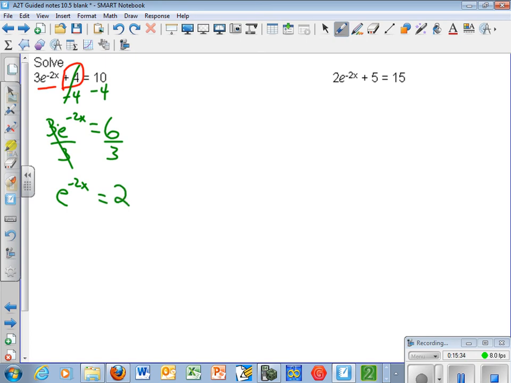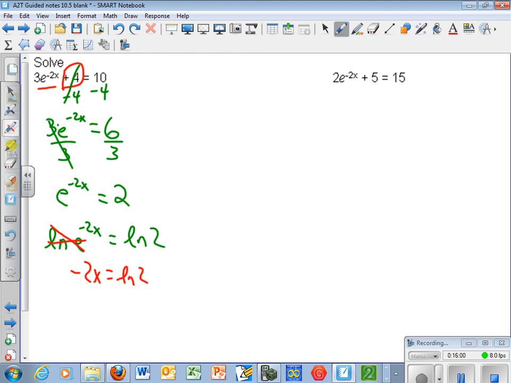Once you get down to just e to a power, and I'm trying to solve for x, now I do what's going to get me the inverse. So I do the ln of both sides. I'm going to do the ln of that side, but I also have to do the ln of 2 on the right side. Think about what I just did with inverses a minute ago, it cancels out, leaving me with negative 2x equals the natural log of 2.